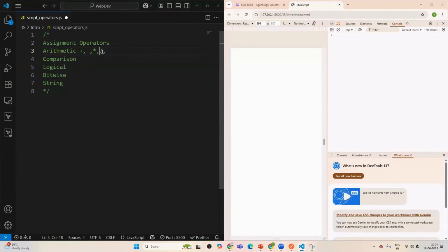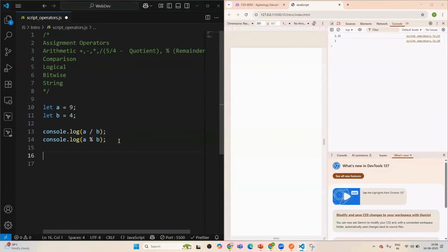So whenever you're using this division operator, for example, if you're doing 5 divided by 4, this division operator will give you the quotient. If you want to get the remainder, you have another operator called modulo. This will give you the remainder.